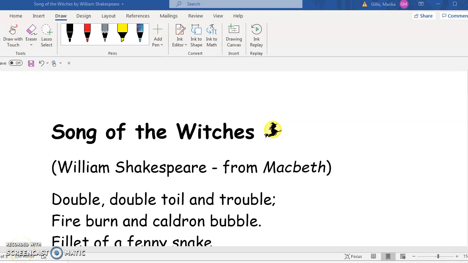Now we're going to look at two poetic devices that William Shakespeare utilized while writing the poem Song of the Witches for the play Macbeth. The first poetic device that Shakespeare utilized while writing this poem is the use of rhyming couplets. A rhyming couplet is two lines of the same length that rhyme and complete one thought together.